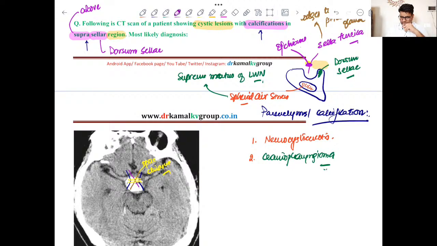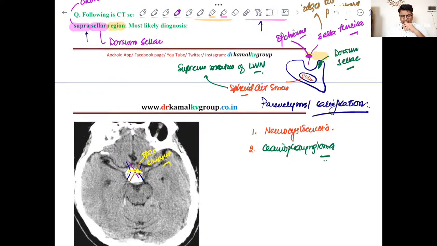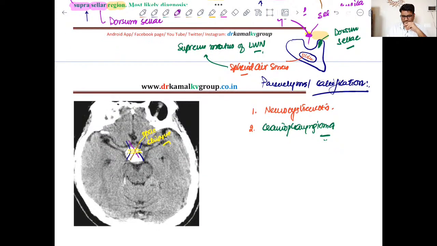Clear? Anyway, what I mean to say is that this area is the suprasellar region, because it is related to dorsum sellae or sella turcica, right? So this is the suprasellar area, and the moment you have this kind of question, especially related to brain calcification involving the area somewhere around the sella turcica or dorsum sellae, think of craniopharyngioma, right?